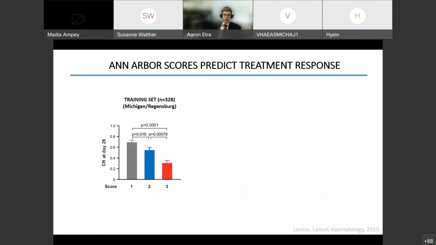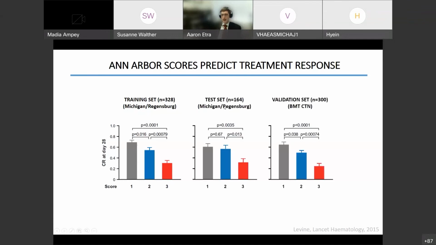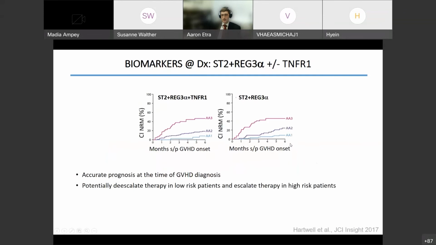Likewise, Ann Arbor scores predict treatment response. So if you flip it on its head, you don't start from treatment response to figure out how people do, but rather you look at Ann Arbor scores to see whether they clinically do well. And in that case, the answer is yes. So Ann Arbor score of 1 reflects a higher rate of response at day 28, and likewise 2 and 3 increasingly worse responses at day 28. And this too replicated in both the test and validation sets.